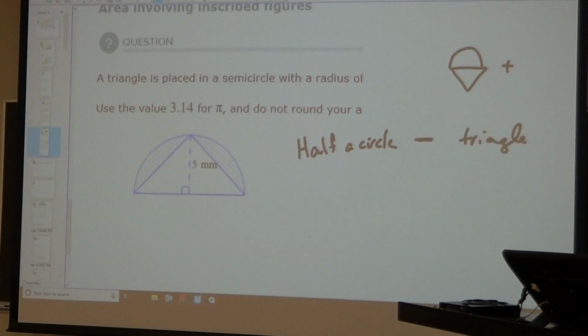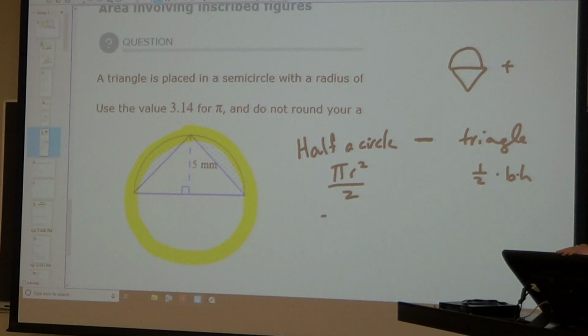Now, to get your half a circle, we're going to take pi r squared and do what? Divide it by 2. And our triangle is 1/2 base times height. Y'all with me? Let me draw, because we have to start out with a full circle, right? And then we're going to cut it in half.